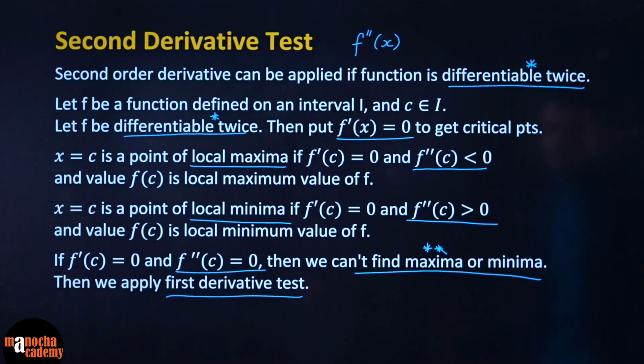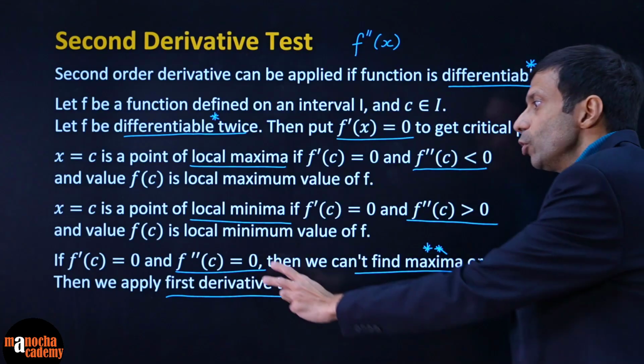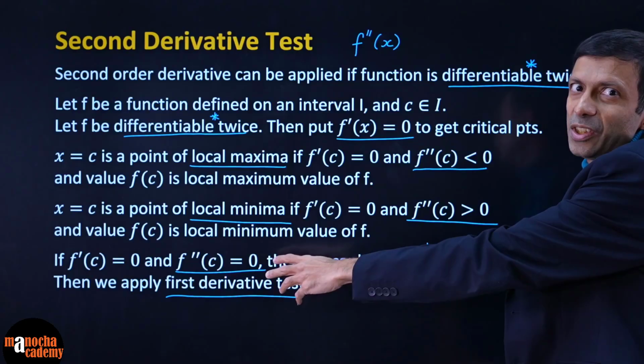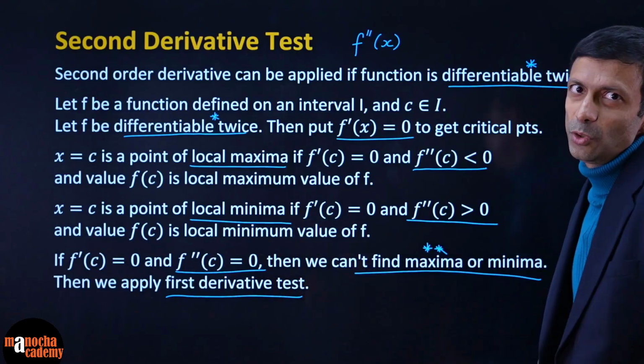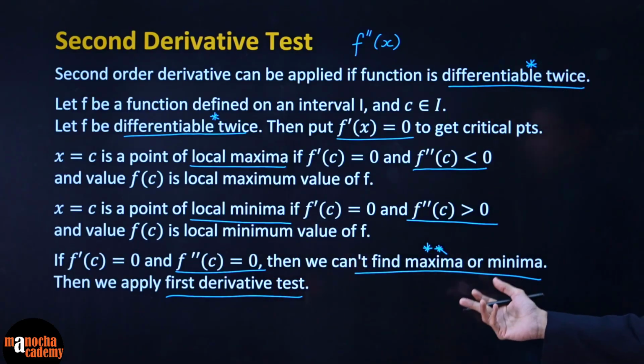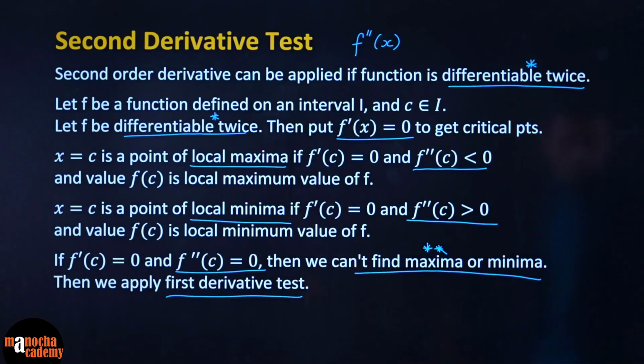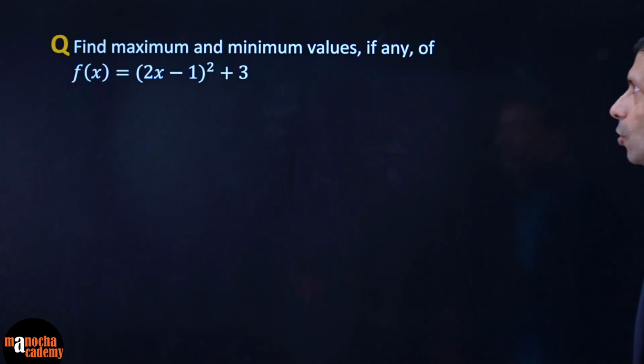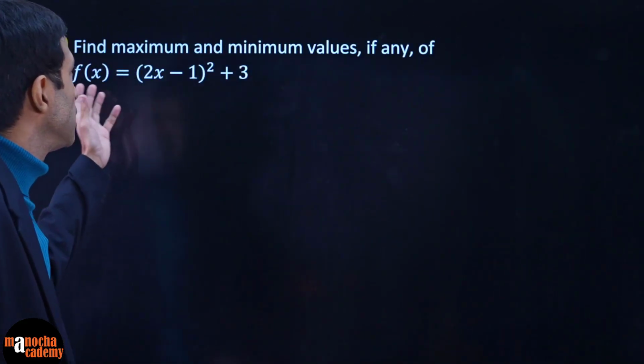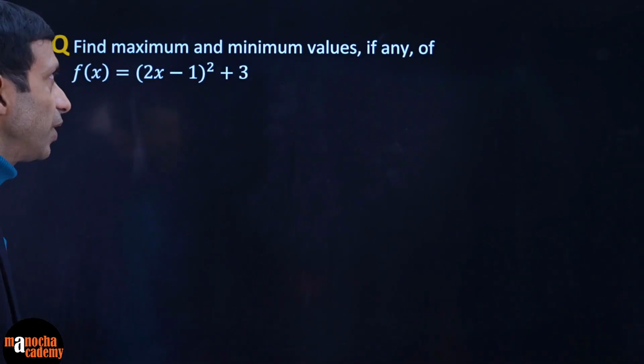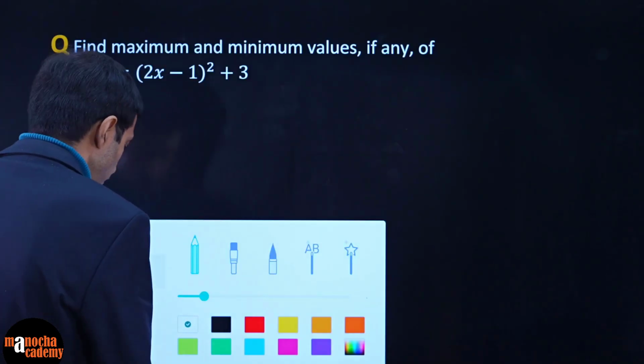Okay, so that's your second derivative with these two conditions applying, differentiable twice, and suppose the double differentiation is giving 0 at that c, sorry, you cannot test whether it's maximum or minima, you have to go for the first derivative test. So again, let's understand the rule with an example. Suppose this is your function, right? Again, I've taken a similar type of function we have done earlier.